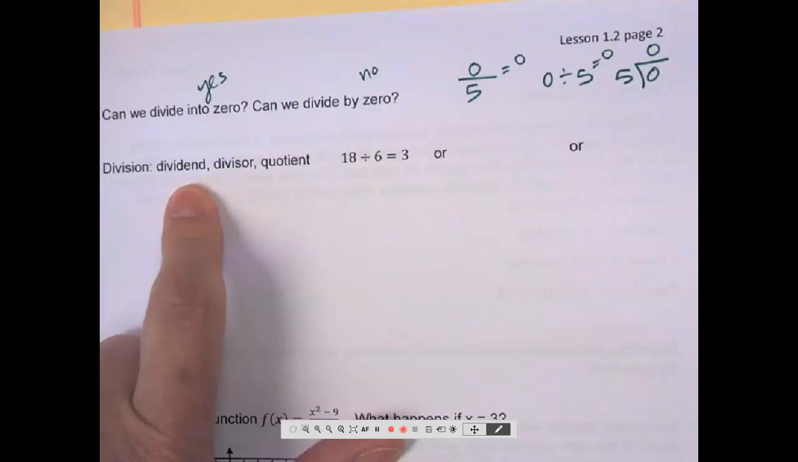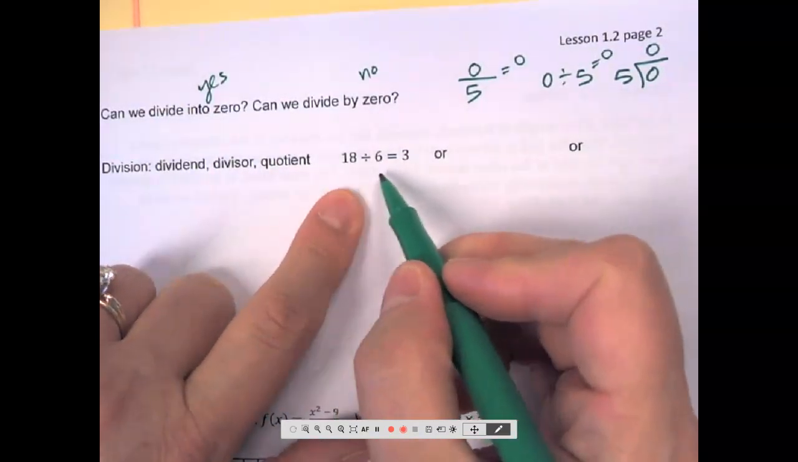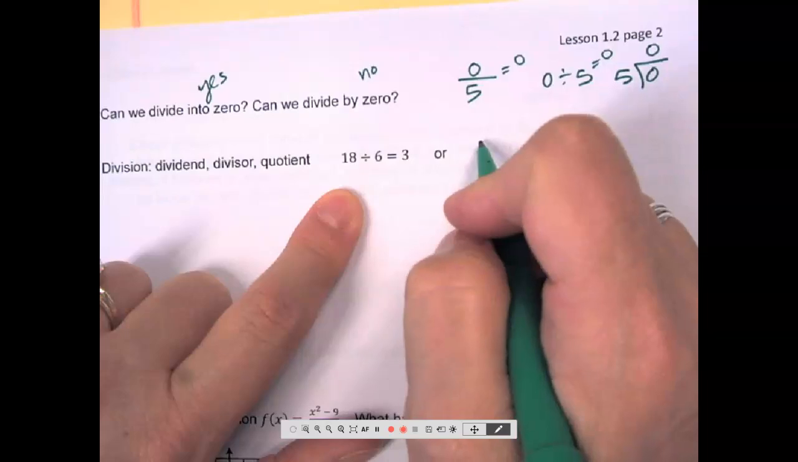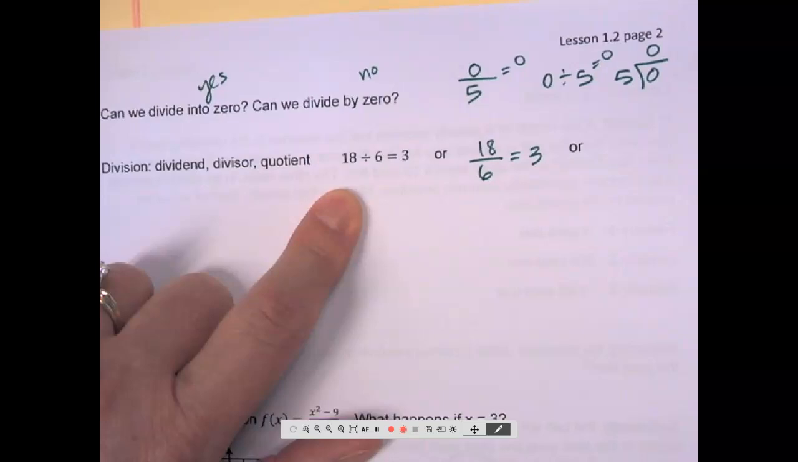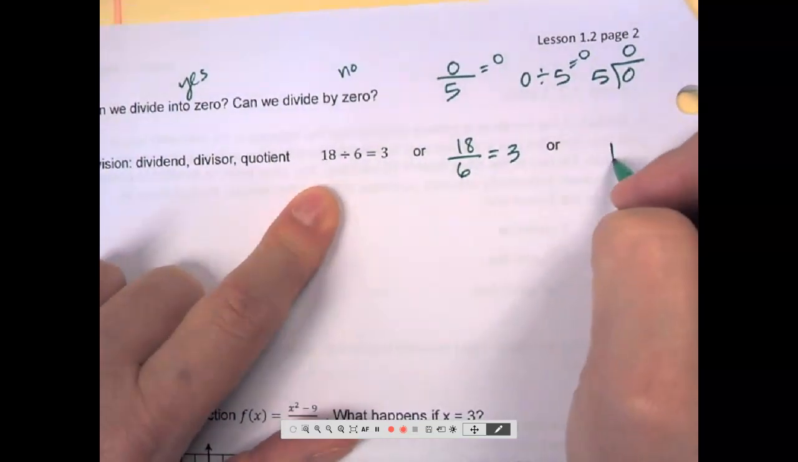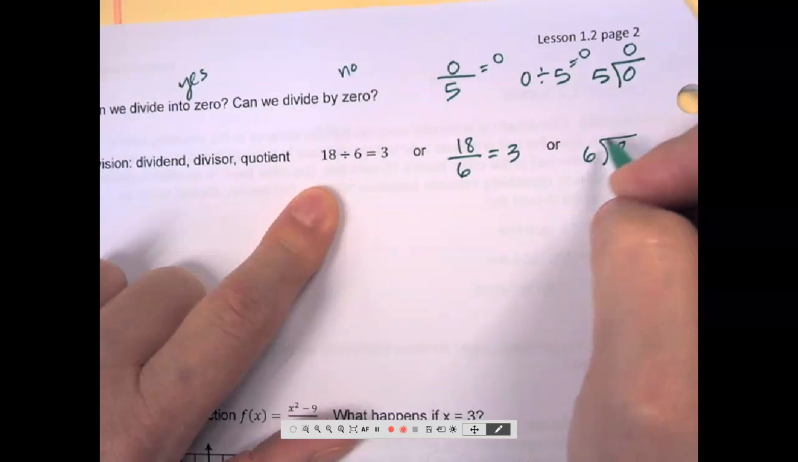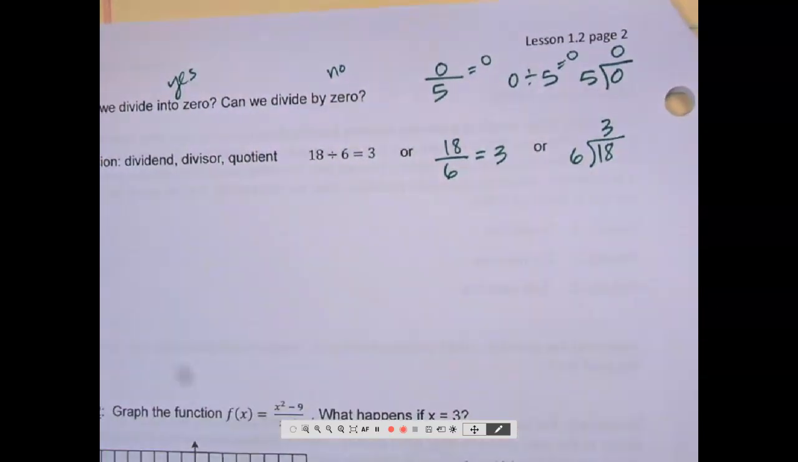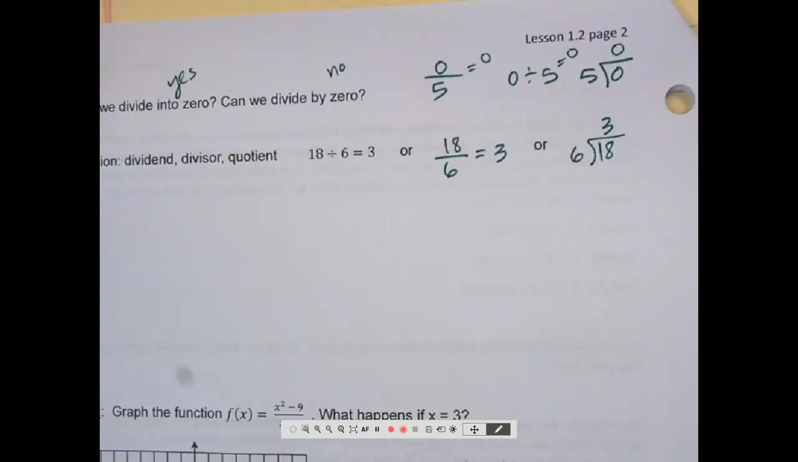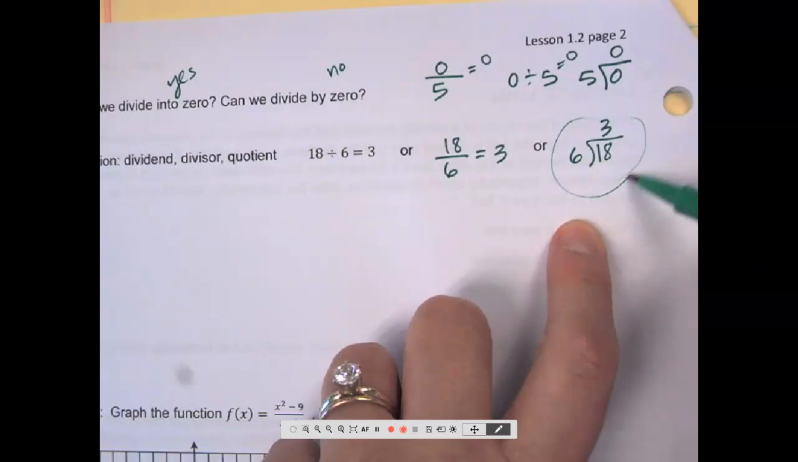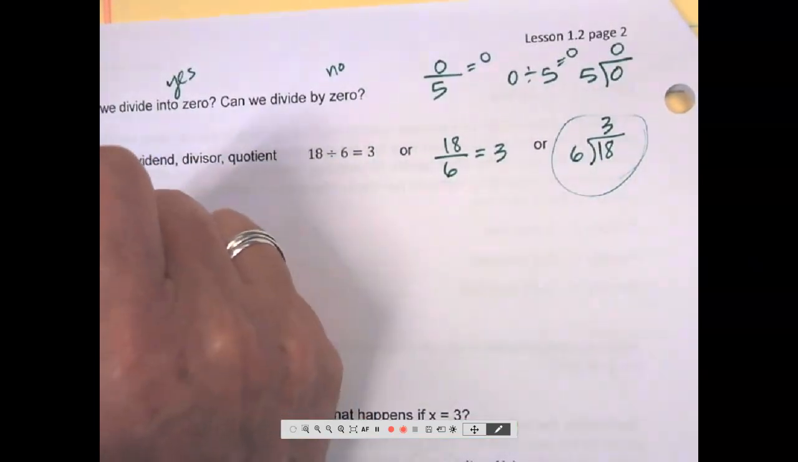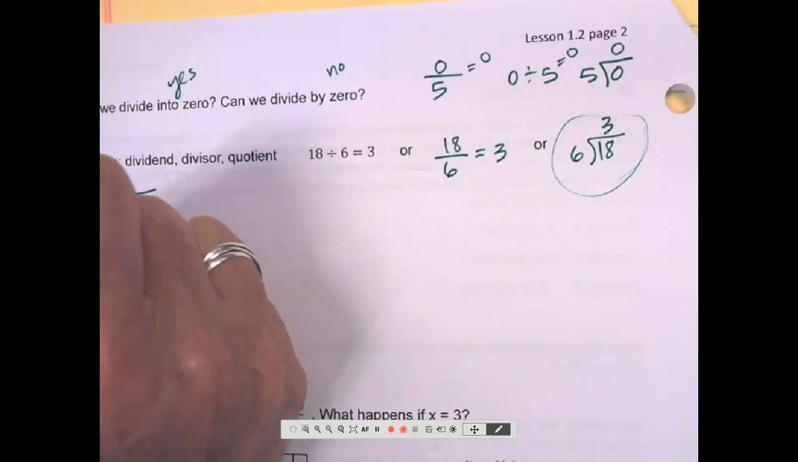All right, you remember these words? Dividend, divisor, quotient? It's been a while, hasn't it? Okay, let's take this simple 18 divided by 6 equals 3. I could also write that as a fraction, and I could write that the old school way. All three of those mean the same thing. Okay, let's look at this old school way. 18 divided by 6 is 3.